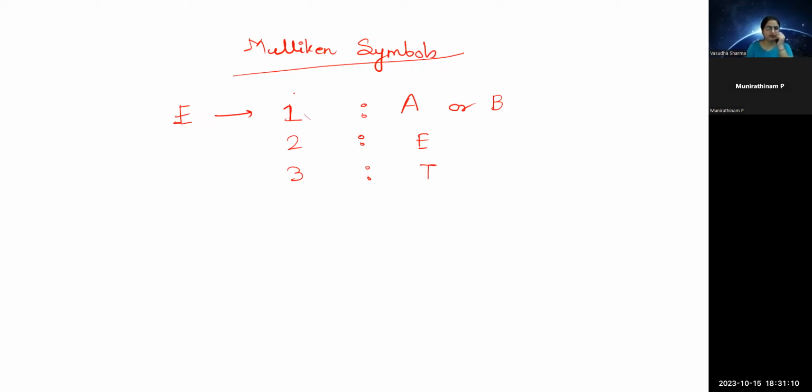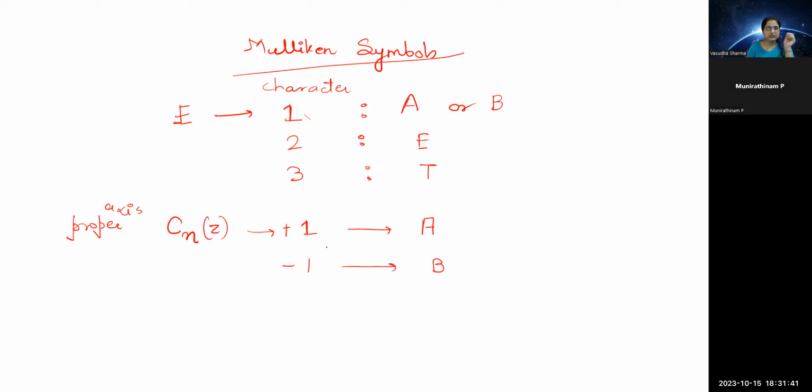These are the characters under the identity element, right? Now, for the principal axis, this n can be anything. This is the proper axis of highest rotation. If this value is +1, it will give you A. If it is -1, it will give you B. Out of A or B, the character gives only a +1 or -1 value. If it is symmetric, then it is A. If it is antisymmetric, it is B.